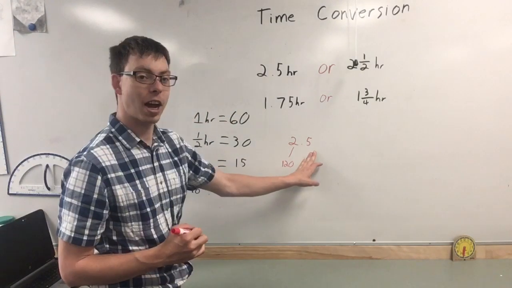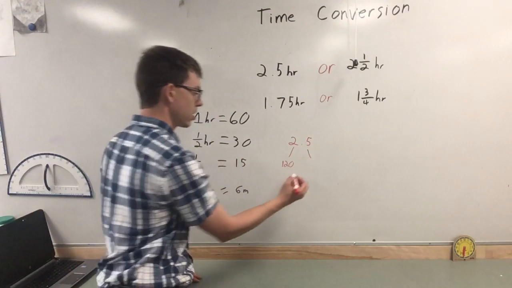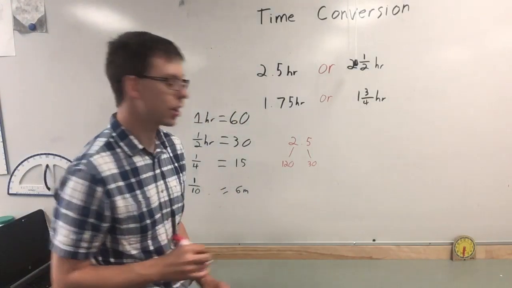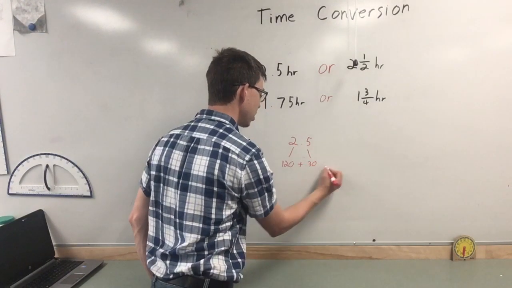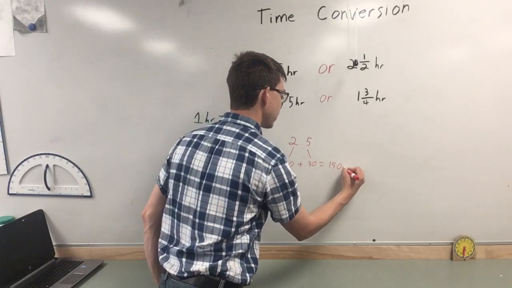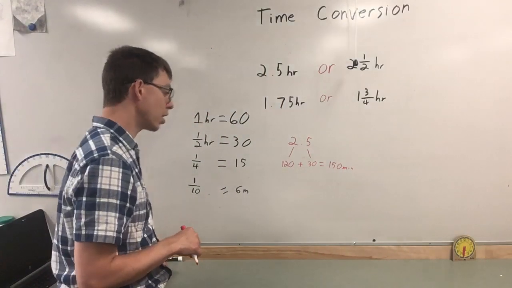And then half an hour, or 0.5 an hour, I know is 30 minutes. So I'm simply going to add 120 and 30. That's going to give us 150 minutes in 2.5 hours. Okay? Let's do another question.